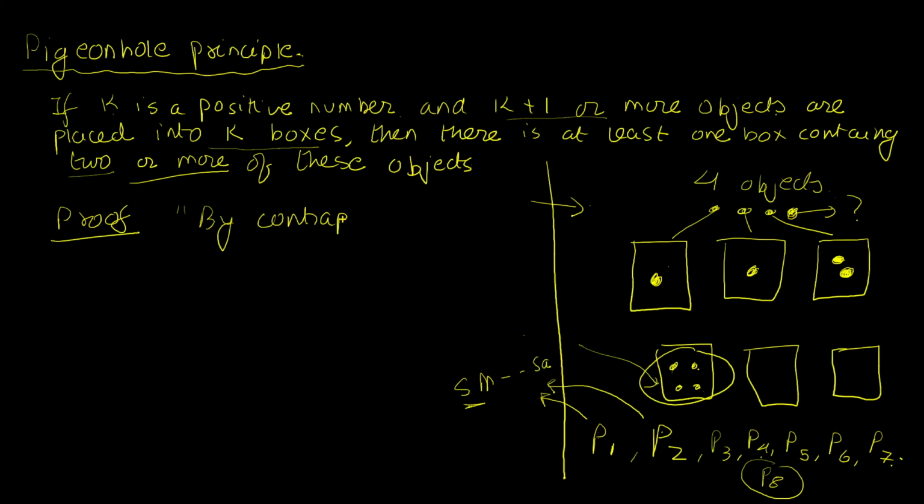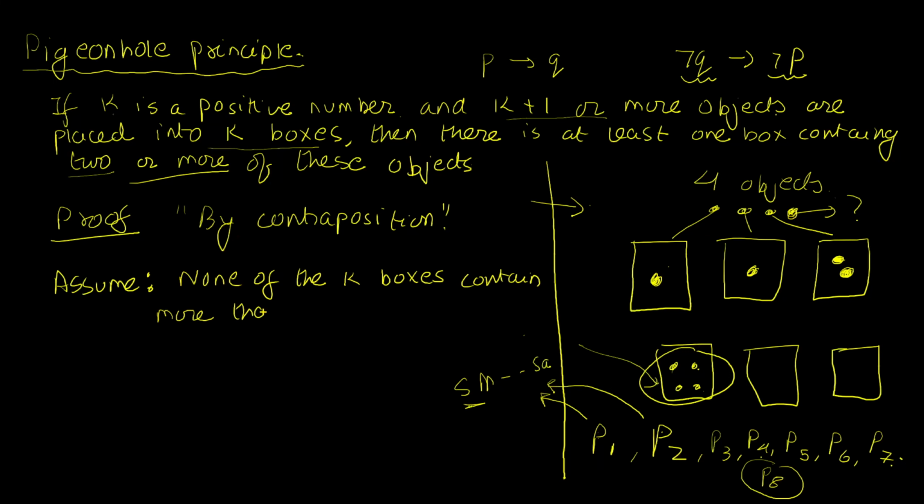for this by contraposition. So we are already familiar with contraposition as a proof technique. In order to prove the implication P implies Q, I want to prove its contrapositive, not Q implies not P. So by assuming not Q, I want to prove not P. So we assume that none of the k boxes contain more than one object. And you should see this is the same as assuming not Q, because Q says there is at least one box containing more than 2 objects.